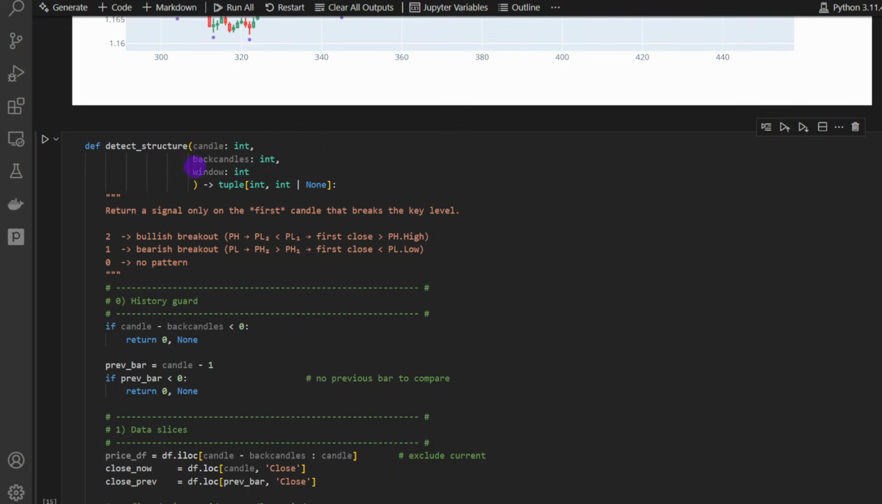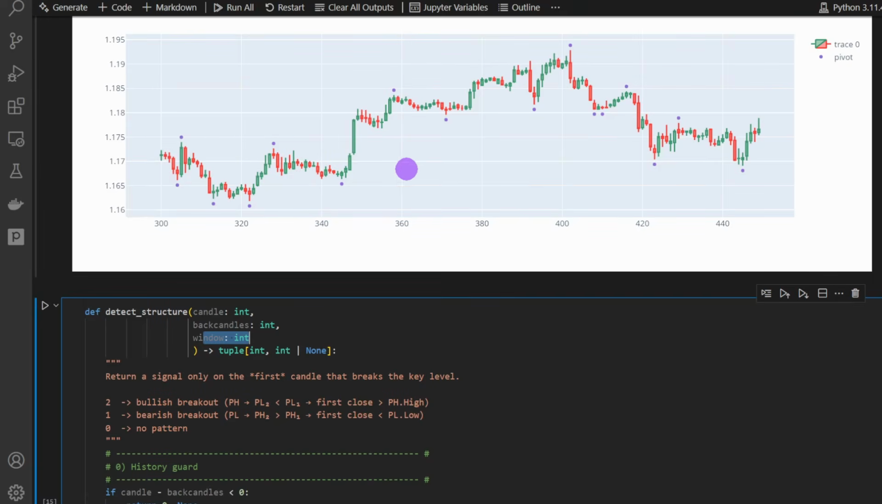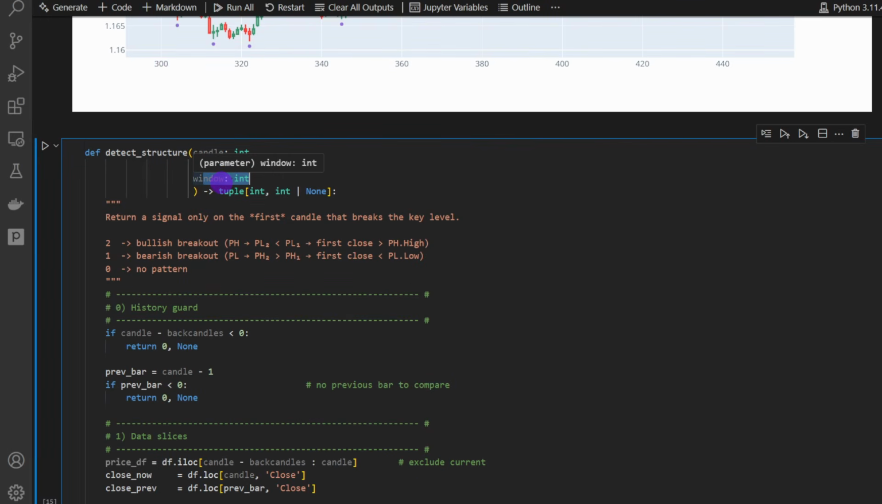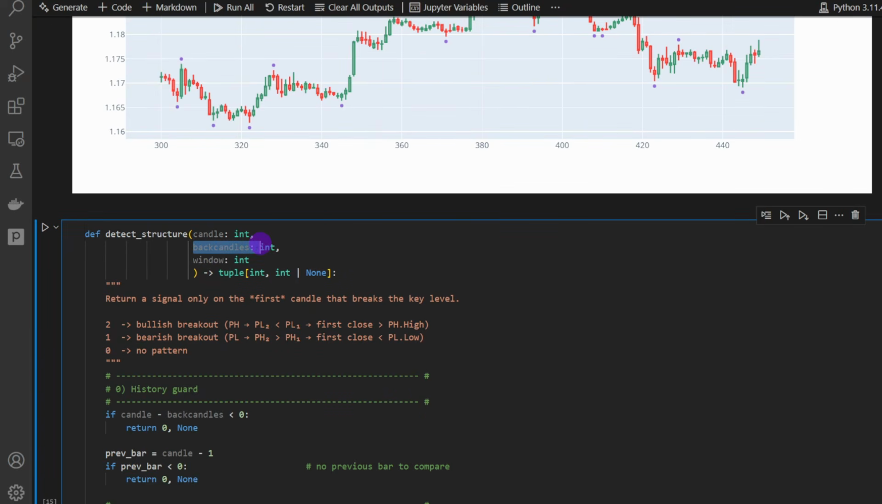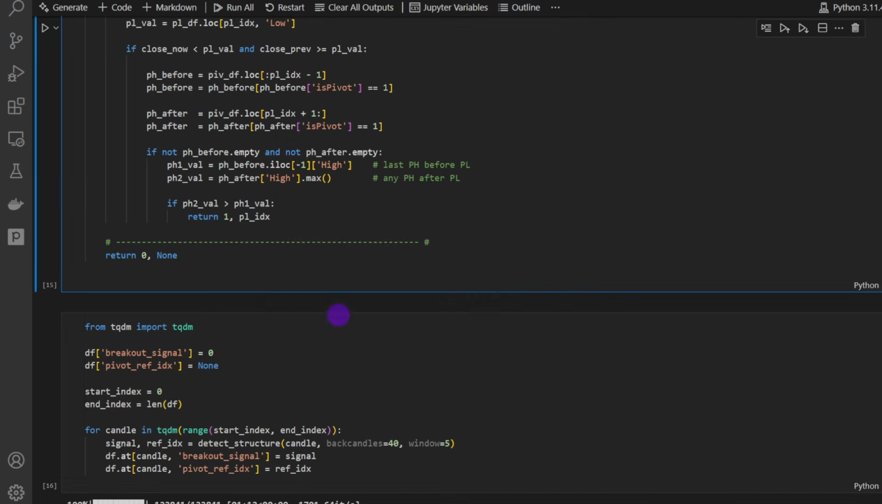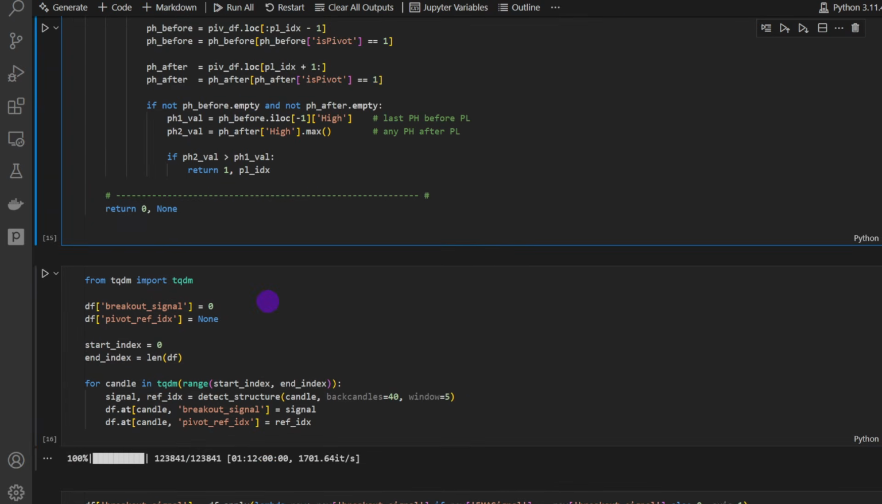Then we can define the function to detect the structure: liquidity sweep plus breakout. It takes the candle integer index, the number of back candles and the window. The window is the same as the one used to detect the pivots, so it's going to pass this parameter along to the other function. But this number of back candles is the total window from the current candle backwards that we're going to consider to detect pivot points and the specific pattern. It's usually 20, 30, or 40 candles, something like that.